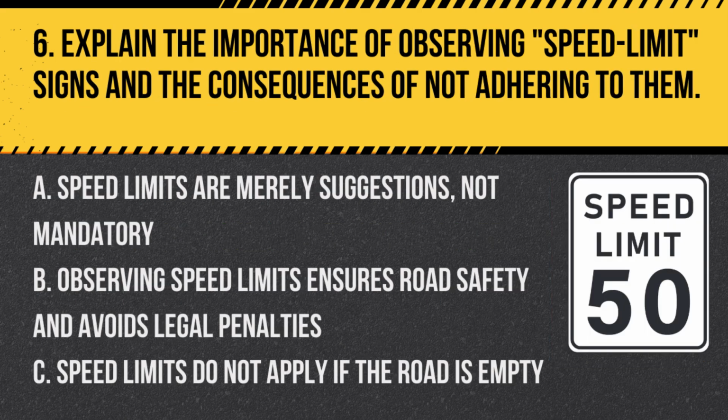Question 6. Explain the importance of observing speed limit signs and the consequences of not adhering to them. A. Speed limits are merely suggestions, not mandatory. B. Observing speed limits ensures road safety and avoids legal penalties. C. Speed limits do not apply if the road is empty.